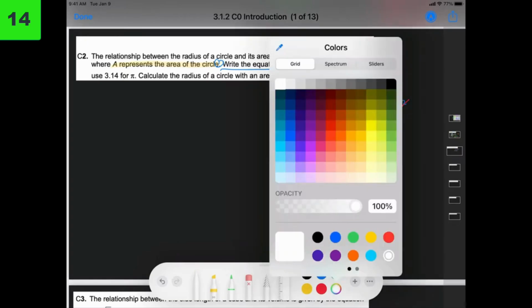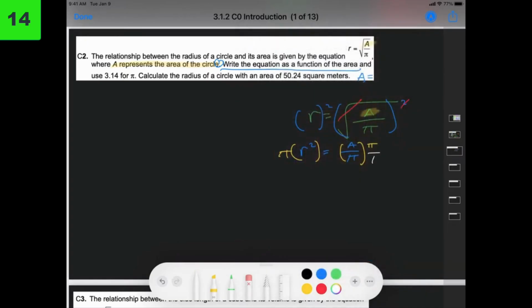Oh, look at that. Do we know that formula? Pi's will cancel, and you're left with A equals pi r squared. Okay. All right, second thing, and it says use 3.14 pi. Okay. Second thing, calculate the radius of a circle. So calculate means what is the radius with an area. Okay, I got something. A for area is 50.24 square meters.